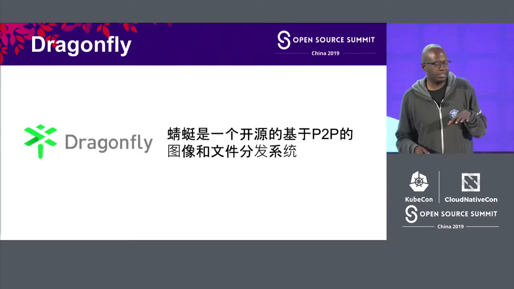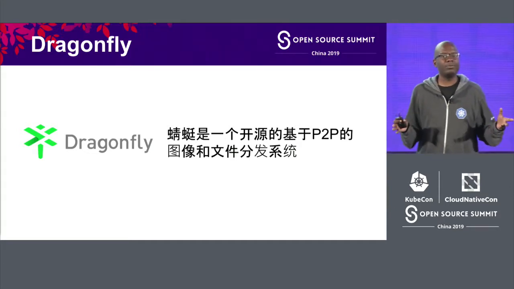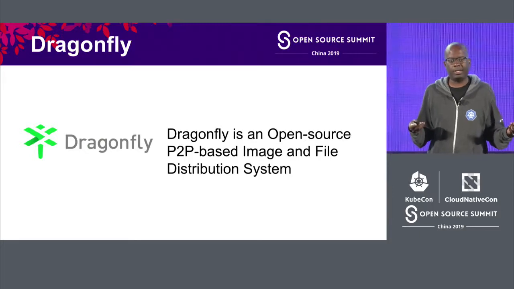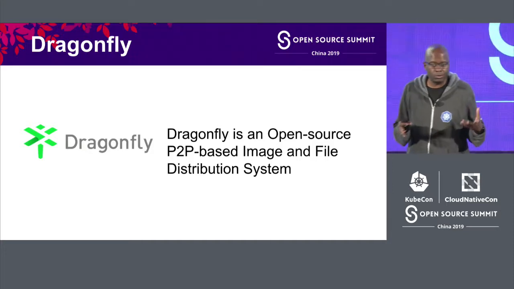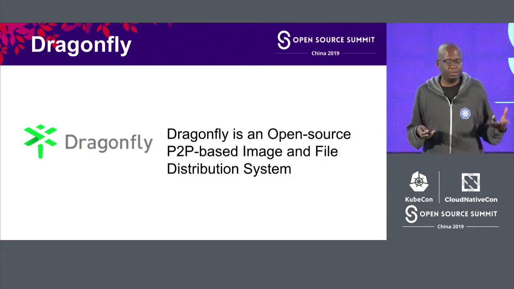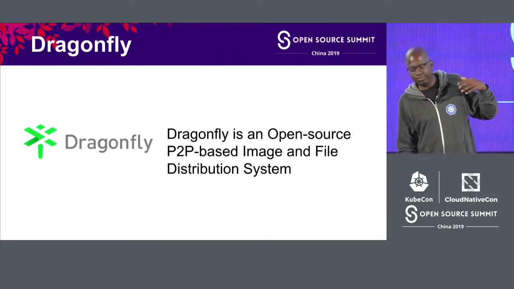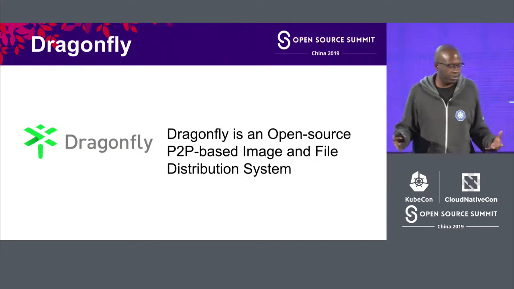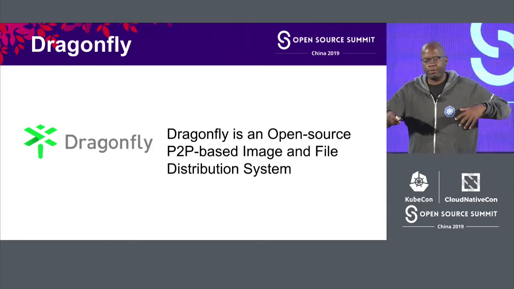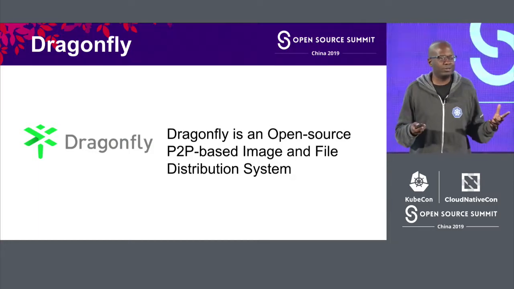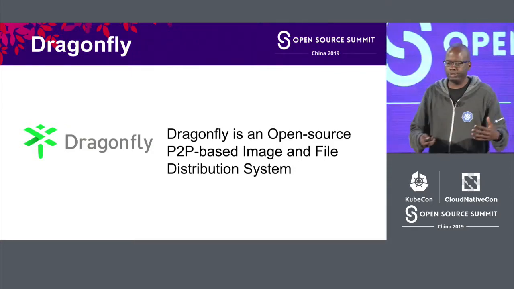So my last project here is kind of a new project, and normally we don't talk about sandbox projects, but we're in China, and I'm going to talk about our Chinese projects. There's a project called Dragonfly, and Dragonfly is an open source P2P-based image and file distribution system. We remember P2P from years and years ago, back in the 90s, when we were all trading our music. But really it allows us to distribute our files, and no one has to own all the files. So we can use multiple computers to send files to our users.